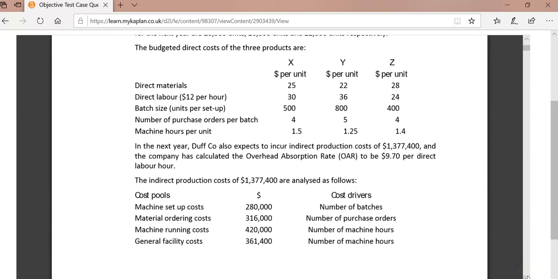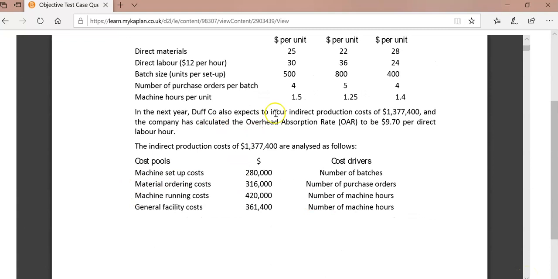Again, they tell you that this is what it currently is right now, the overhead absorption rate per direct labor hour. So this is old school traditional, and they break it up and tell you what it's broken up into. They're taking the overhead itself, broken it up, and they've given us the cost drivers. So our next target becomes, how can we find the overhead absorption rate per cost driver? We need to find the total number of batches, the total number of purchase orders, the total number of machine hours, and then we can find an overhead per driver, and then we can apply that.